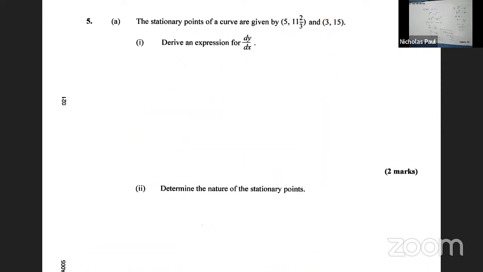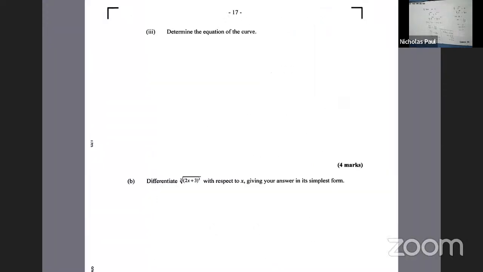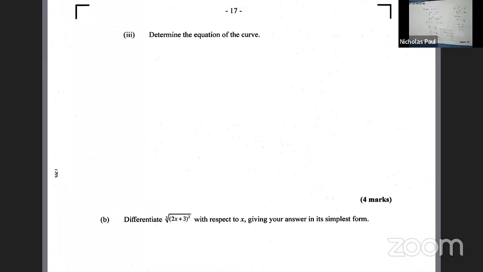Next part. Right, if you're going too slow, you could open it up. Determine the equation of the curve, right? So we had dy dx was equal to what? x squared minus 8x plus 15. How do we get the equation of the curve? Azaria? Integrate.